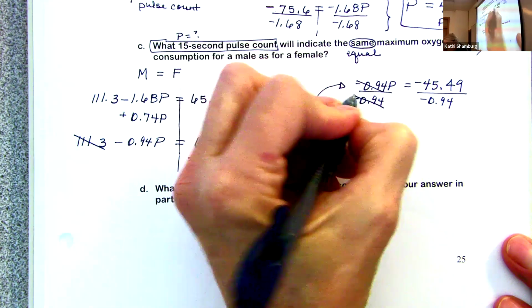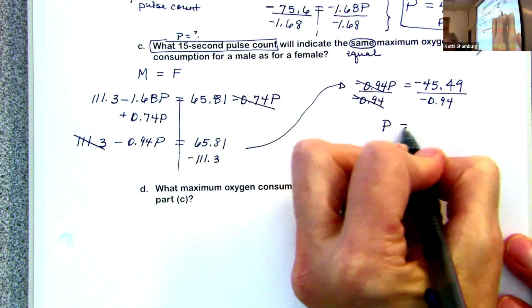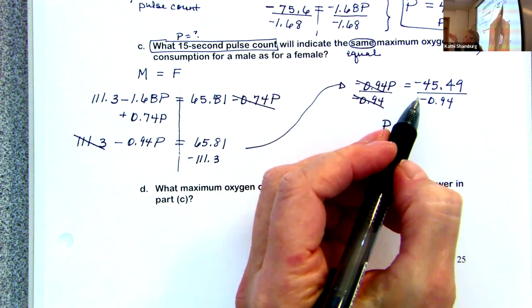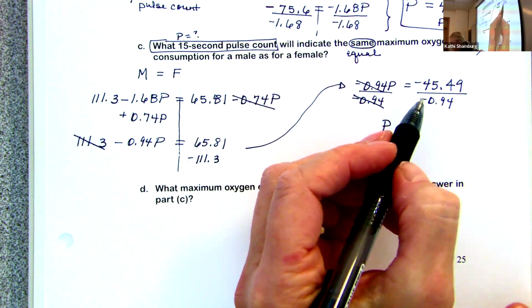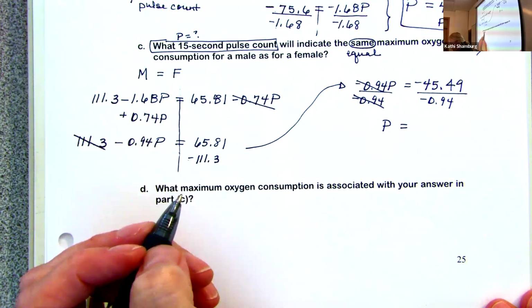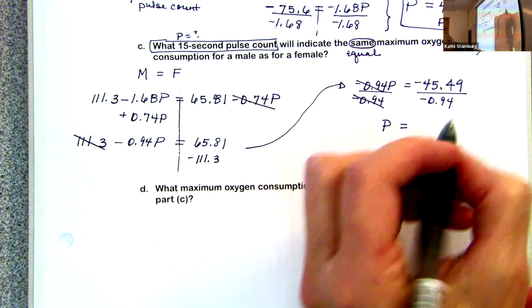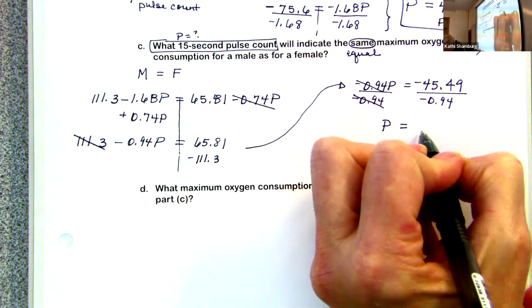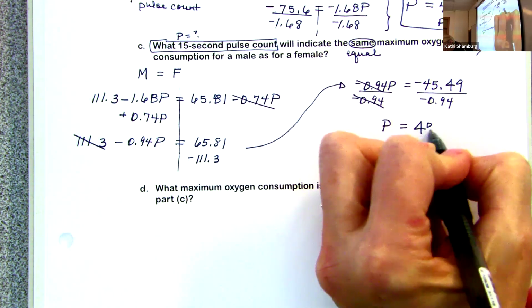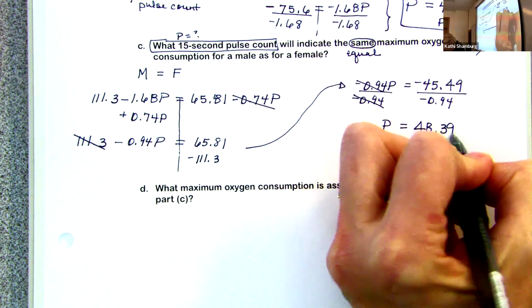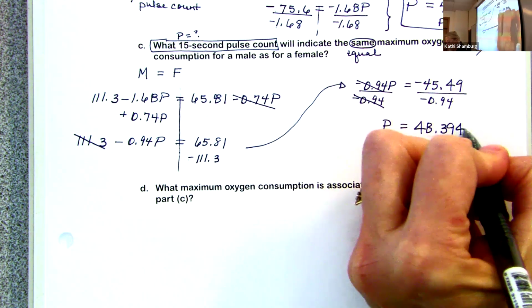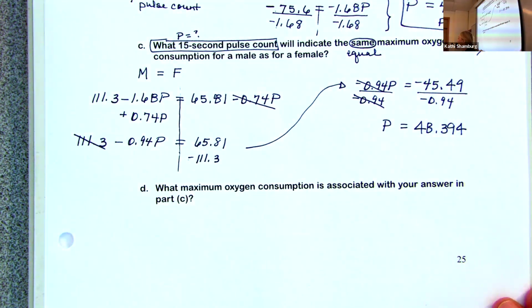This cancels. So P, which is your pulse count, and that makes sense because now a negative divided by negative is positive. Give that to me out to 3 decimal places. What did you calculate? 48.3936. So that would round to 48.394. Yeah. So be careful on rounding.